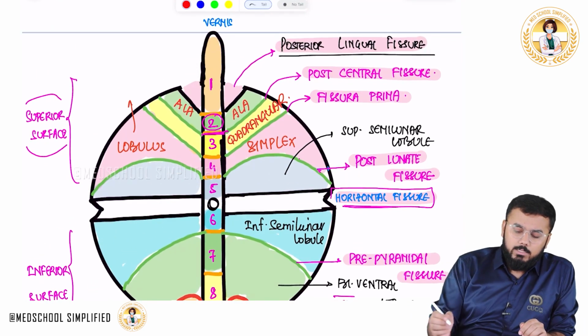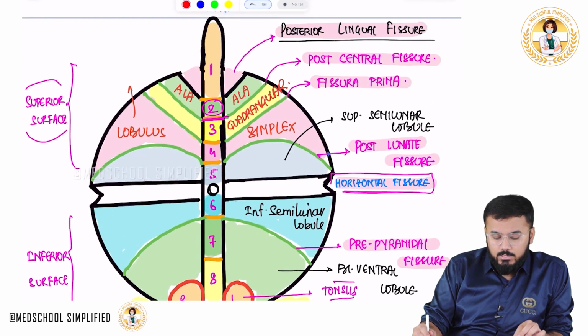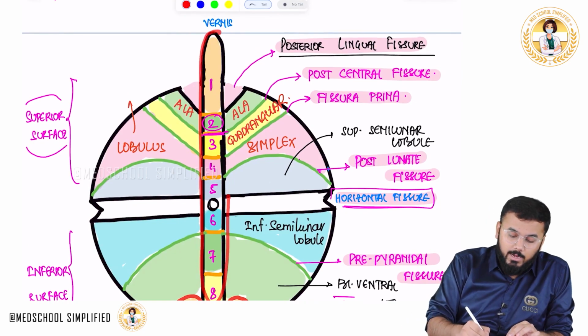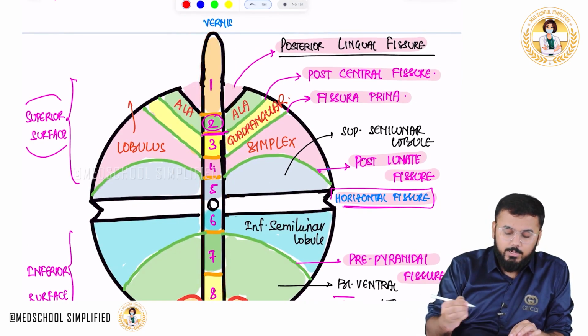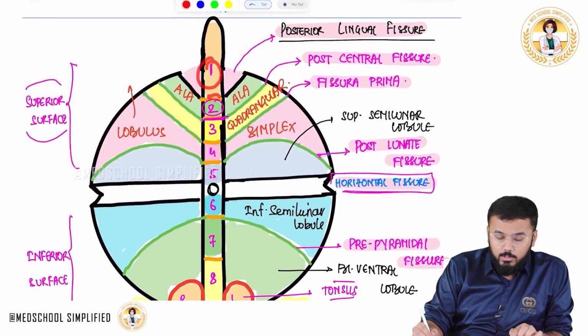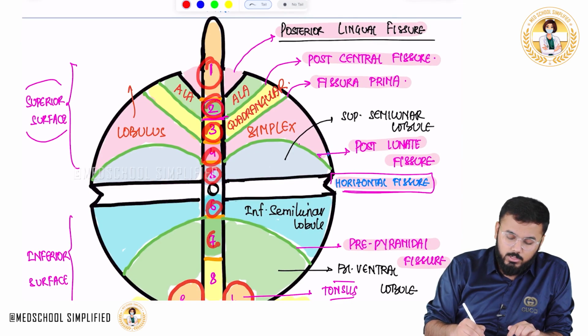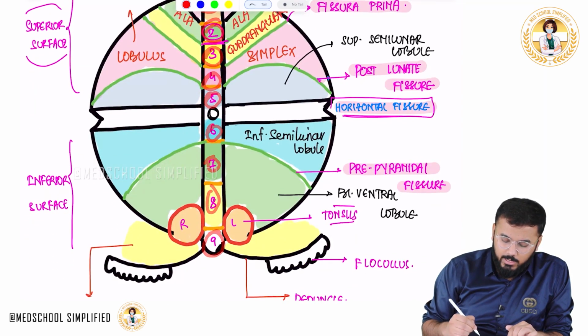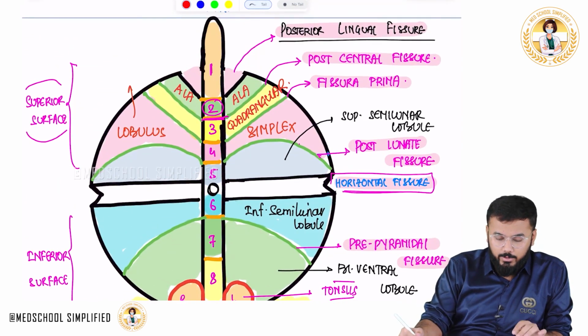So let us just revise the important things we have discussed. These are two cerebellar hemispheres, and in the center you have this particular structure called the vermis, okay? Vermis is divided into how many lobules? It is divided into 9. See, 1, 2, 3, 4, 5, 6, 7, 8 as well as 9 lobules, okay?